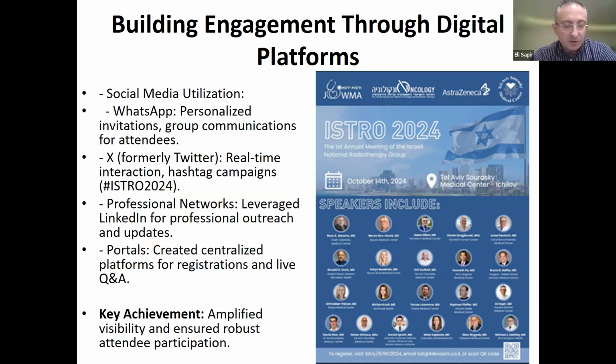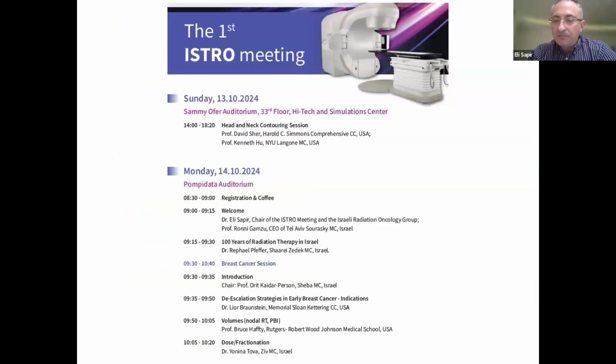The WhatsApp application allowed us to engage in personal invitations and played an important role in group communications for attendees. The X social platform allowed us to run hashtag campaigns and real-time interactions. We also used LinkedIn for professional outreach and updates and created centralized platforms for registration and live Q&A. Following all this, I think that the key goals were achieved: to amplify visibility and ensure robust attendee participation.